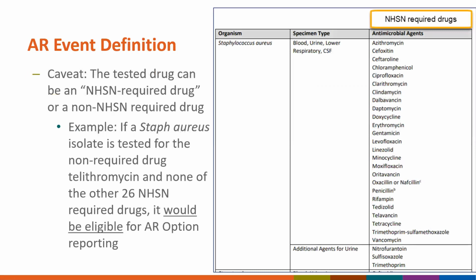The important caveat to this requirement is that the tested drug can either be an NHSN required drug, aka one listed in the protocol, or a non-NHSN required drug. So for example, if a Staph aureus isolate was tested for the non-NHSN required drug telithromycin, but none of the other 26 NHSN required drugs for this panel, it would still be eligible for AR option reporting. So this is why we cannot automatically reject AR events submitted to NHSN with all the drugs appearing as not tested.